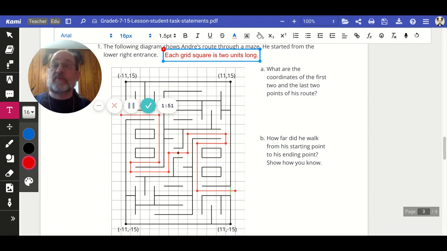Okay, that's really important. If I didn't know that, this would be a really tough problem to do. So I need to think now, where are these points down here? So that's where I talk about the first 2 and the last 2 points of his route. The first 2 are these 2 points right here. So let's see. I'm moving here. 2, 4, 6, 8, 10, 12. That's at 12.